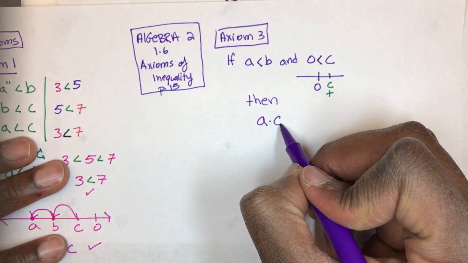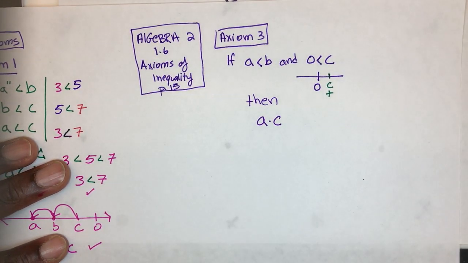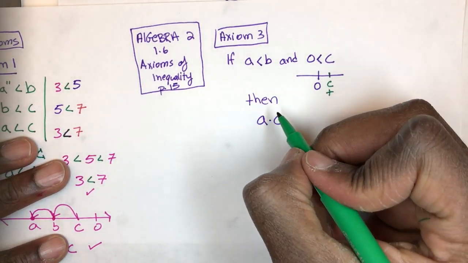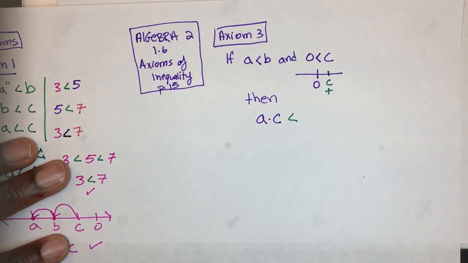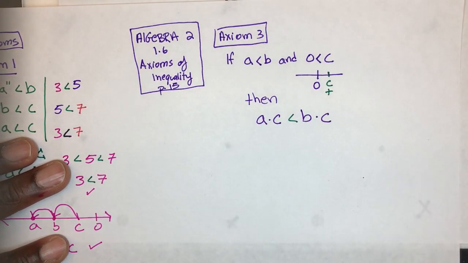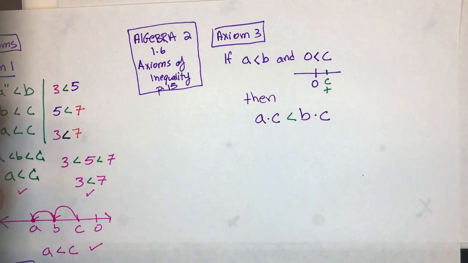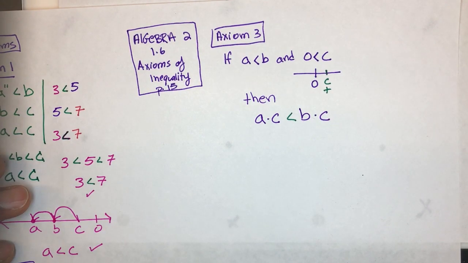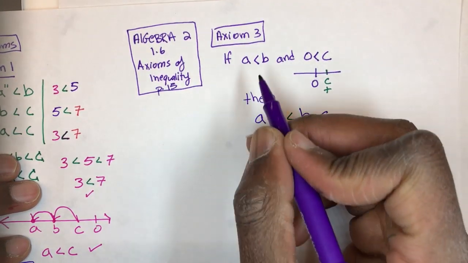A times C should be less than, or is less than, B times that same number, C. Okay? Again, you say to yourself, oh, I don't understand what that means. Fine, that's all right. Replace the numbers.